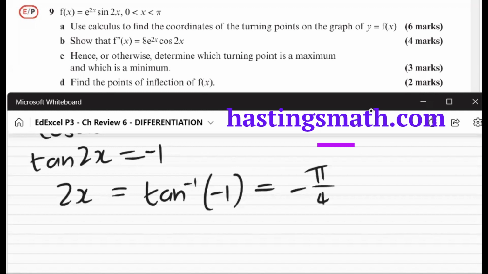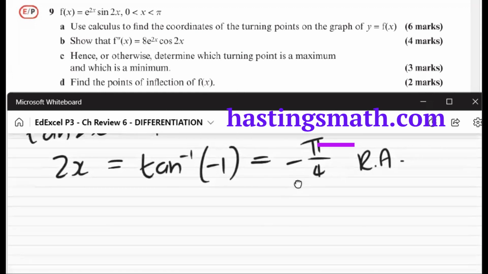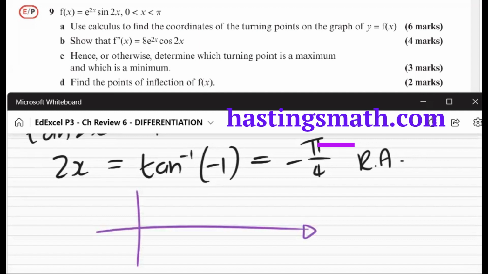Which comes to pi over 4. So this is our reference angle. My favorite method is to think of this quite visually. So if we were to draw a little graph here of tan 2x, we are looking for every case where our x is equal to pi over 4.